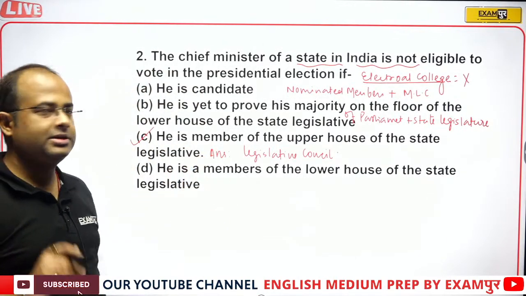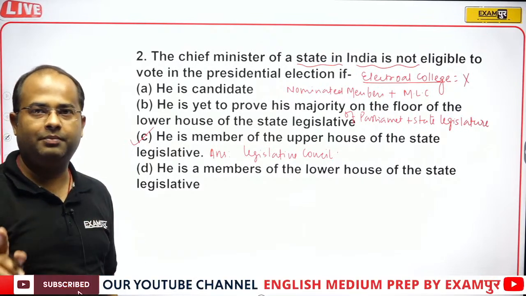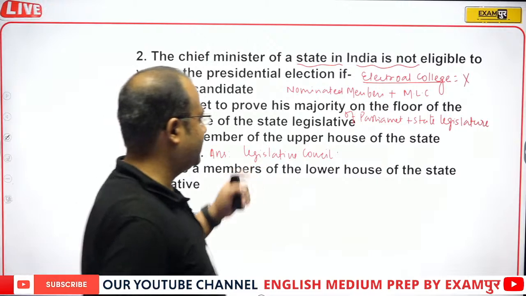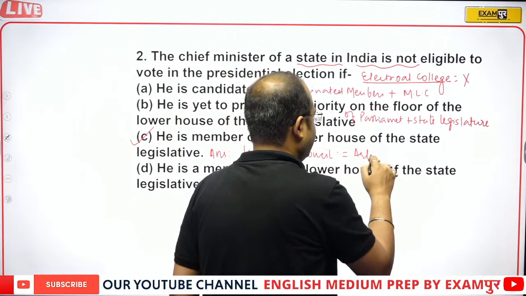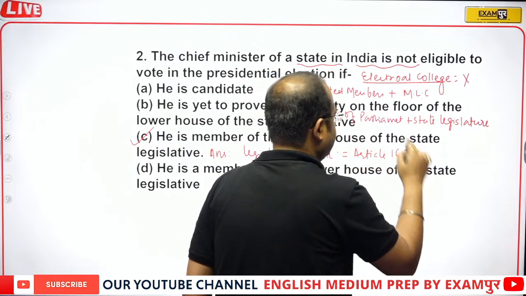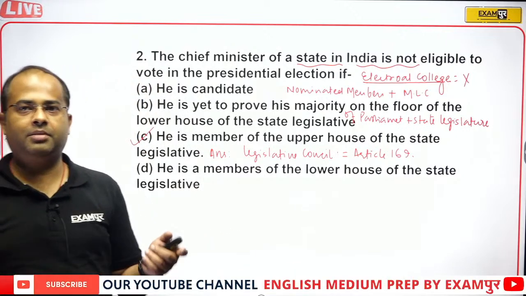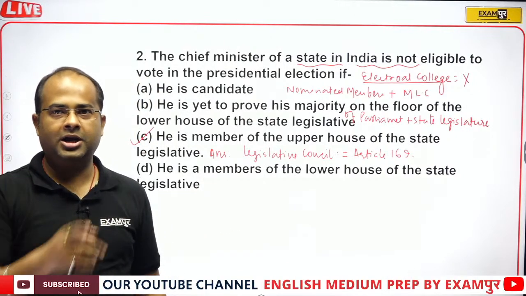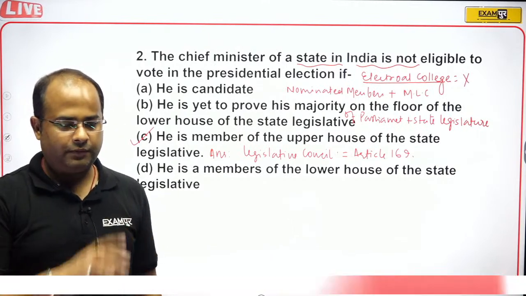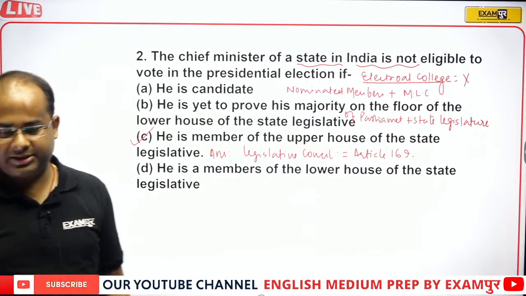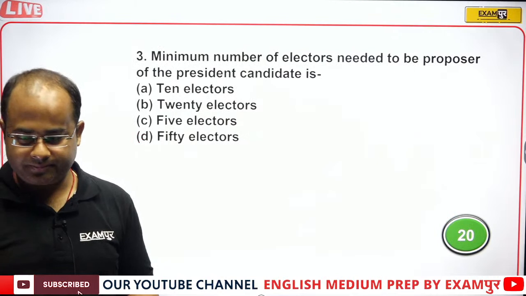If the chief minister is a member of the upper house of the state legislature, he cannot vote in the presidential election, and the upper house of the state legislature is the legislative council, that is defined in Article 169 of the Indian Constitution. So, if the chief minister is a member of the upper house of the state legislature, he cannot participate in the election of president. Therefore, correct answer will be option C. Now, guys, let's move to the next question.